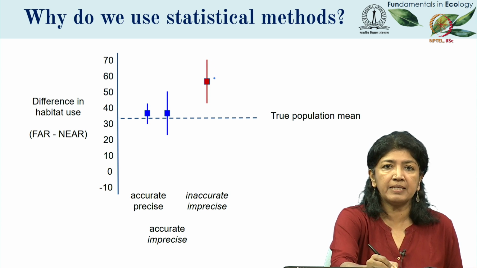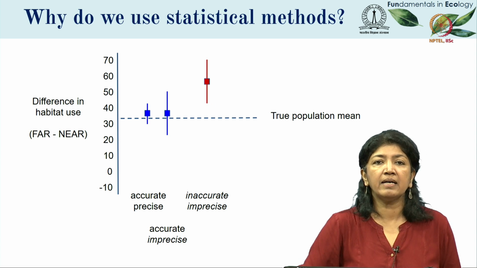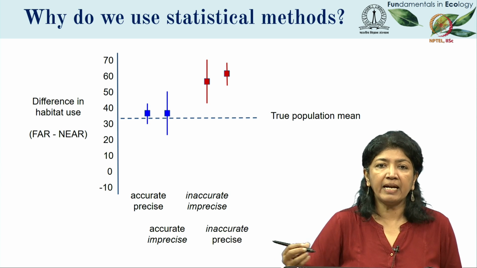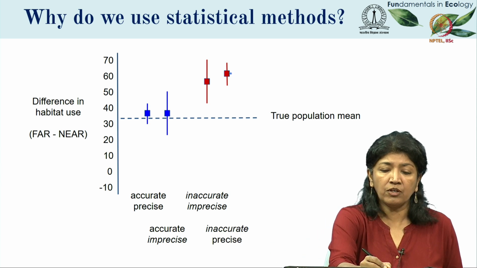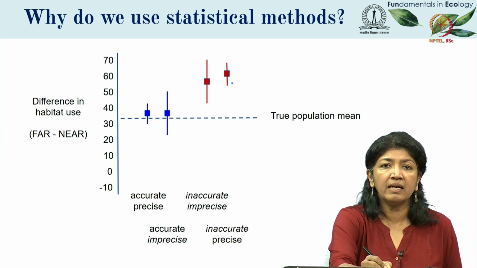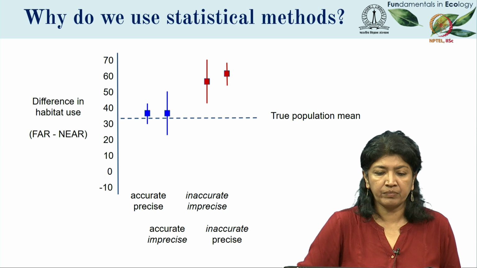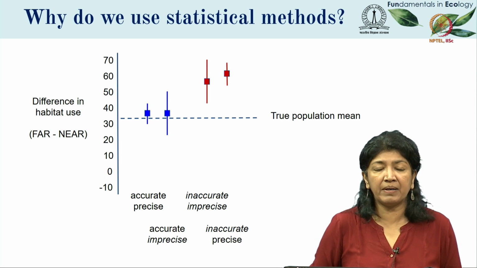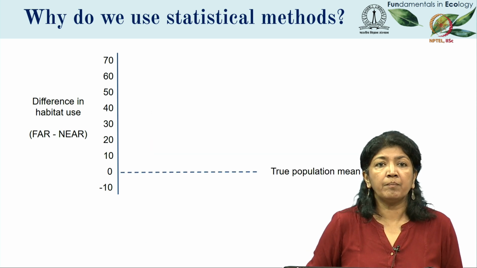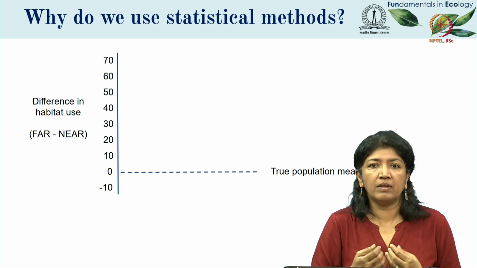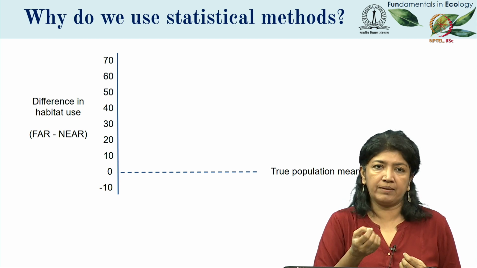It is also imprecise because the error bar is very large. And finally, we might get again an inaccurate but very precise estimate. So, our error bar, our measure of uncertainty, is very small. However, notice that the error bar and the estimate are very far from the true population mean. So, the latter two cases are particularly dangerous because they give us an overestimate of the true effect.